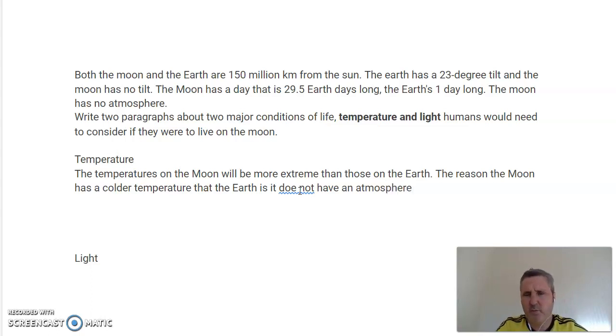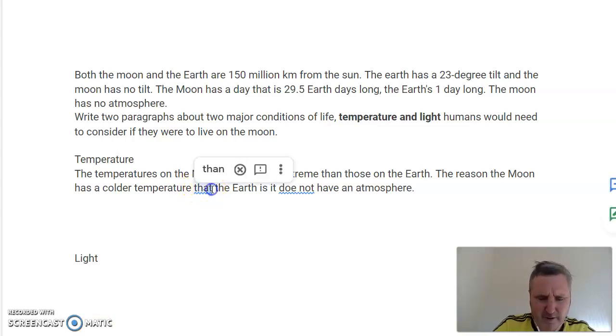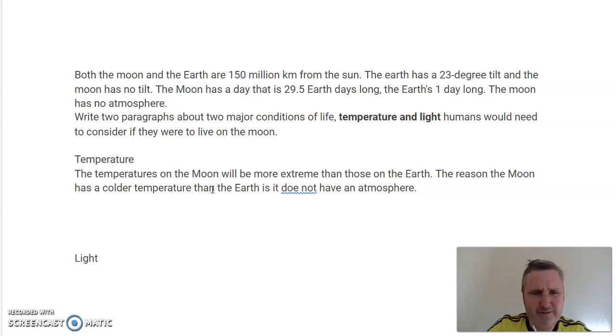Okay, sorry, I was just interrupting. That was a fire alarm going off. So the reason the Moon has a colder temperature than the Earth is it does not have an atmosphere. Cool. So I'm just going to finish that sentence here because that's true. The Moon does get colder because it has no atmosphere.